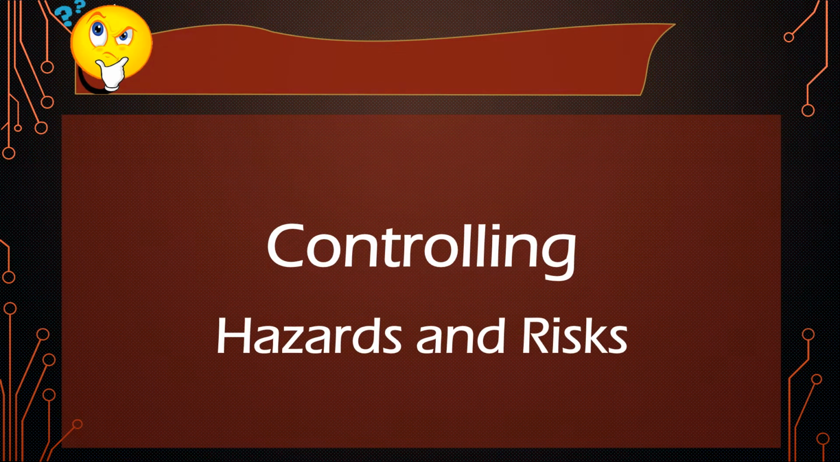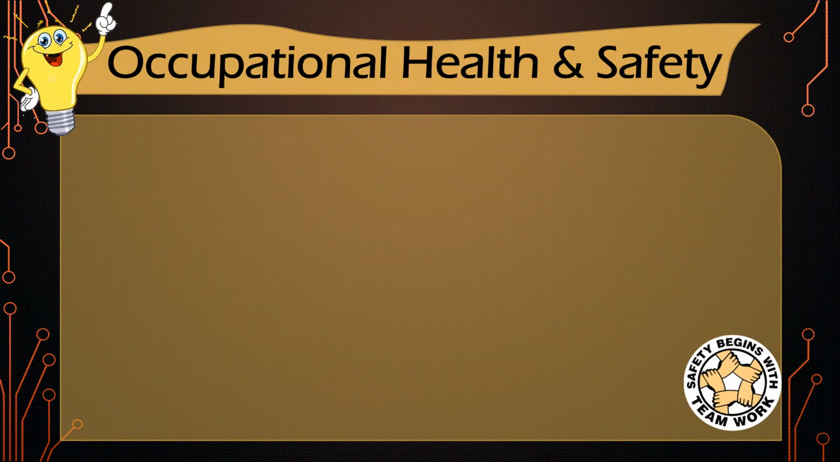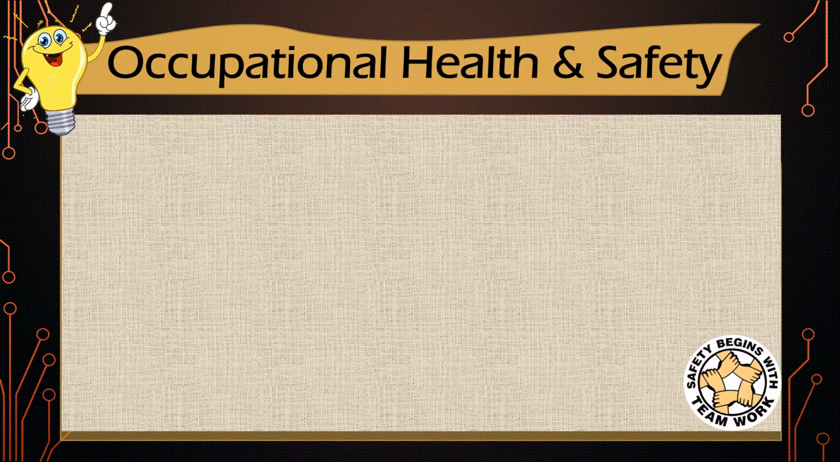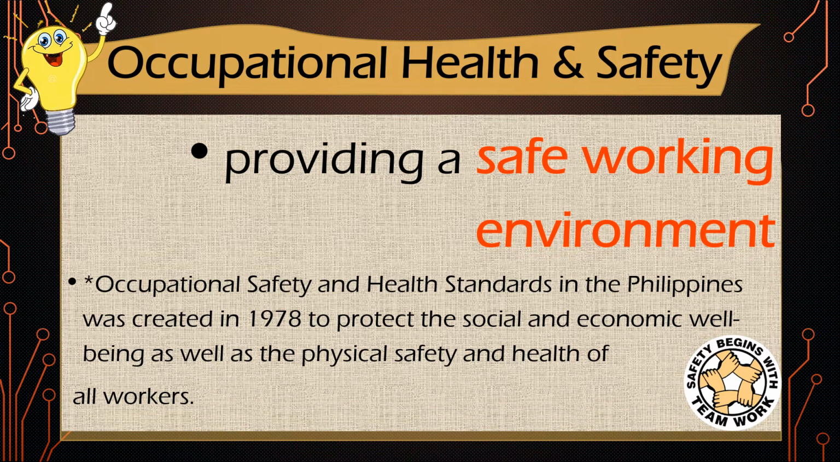Controlling hazards and risks. Occupational health and safety is a campaign and maintenance of safe working environment. This is just an information. Did you know that occupational safety and health standards in the Philippines was created in 1978? This was made to protect the social and economic well-being as well as the physical safety and health of all workers.